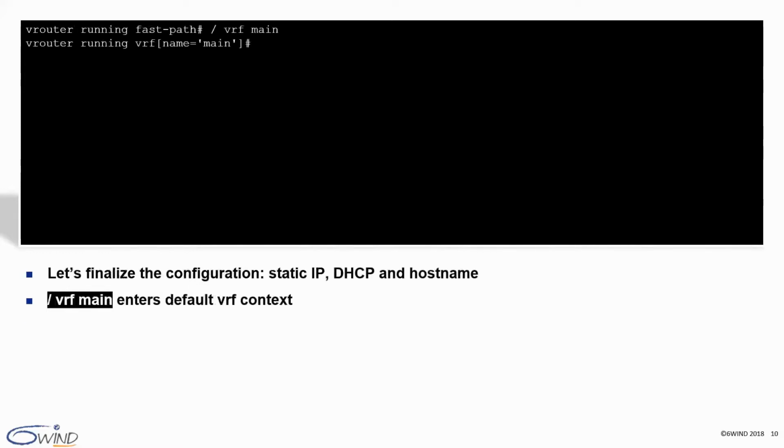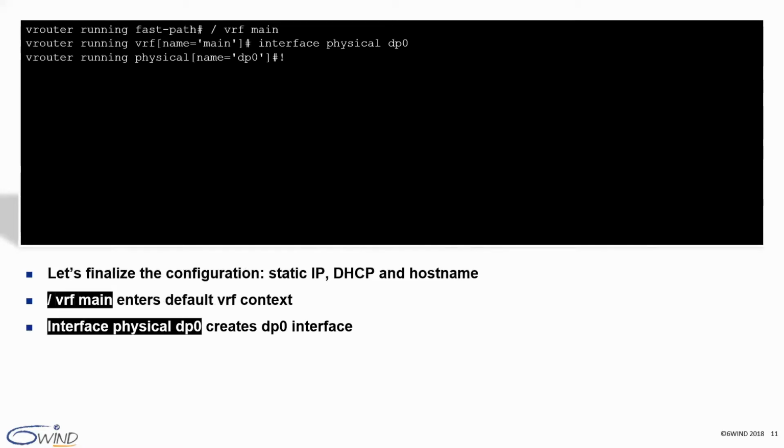Let's now configure some IP addresses and host name. Networking configuration happens in a VRF context. Let's enter the main VRF context using an absolute path. We see the prompt is updated. We create an interface. The exclamation mark indicates that the Yang schema is incomplete. This is because an interface definition requires an associated network port.